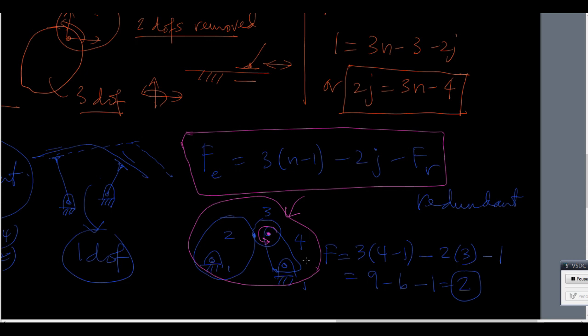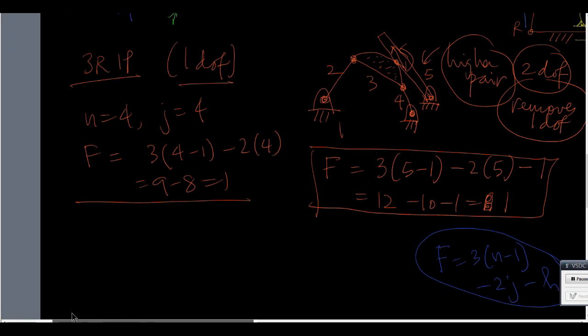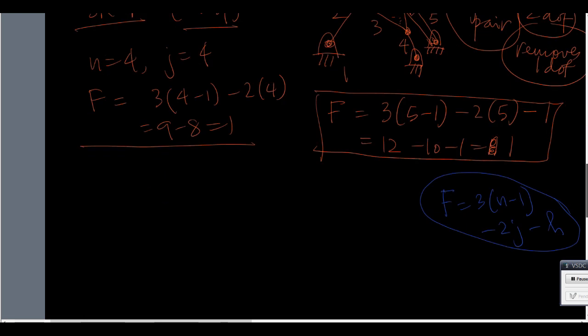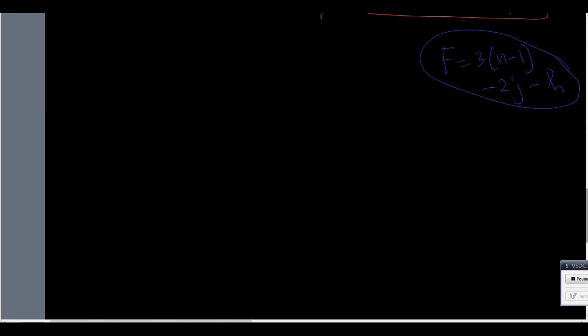Okay, sometimes we may have bodies that are redundant, we may have links that are redundant. So let me give you an example. It's all there in the book, but here's a redundant link.